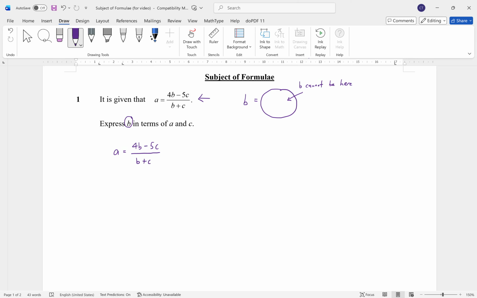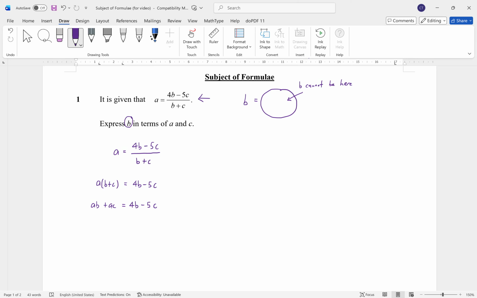All right. So if we were to do that, we will get A times B plus C equals to 4B minus 5C. All right, so that is what we can do. There's technically nothing else that we can do given the initial form of the equation. Then what we want to do next will be to always expand it, right? So to expand the left side, we will get AB plus AC equals to 4B minus 5C.